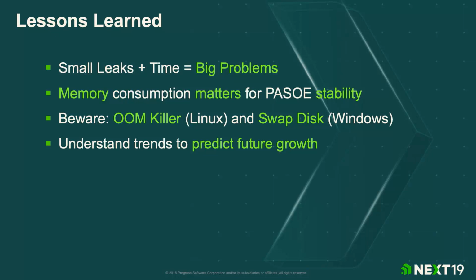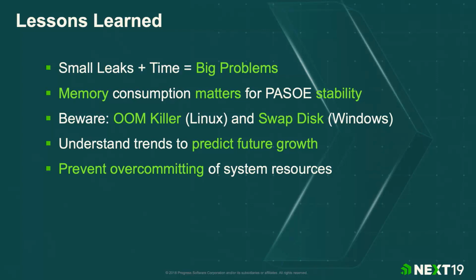Once you can start running these metrics and getting some numbers for your memory usage, now you can start predicting future growth. Again, that's going to be very specific to your application, but it should help prevent you from overcommitting system resources. So if you say, oh, I think I can just add one more PAS instance to this server, it should be fine. But really, did you crunch the numbers? Did you do the math? Are you certain that you're not going to overcommit?